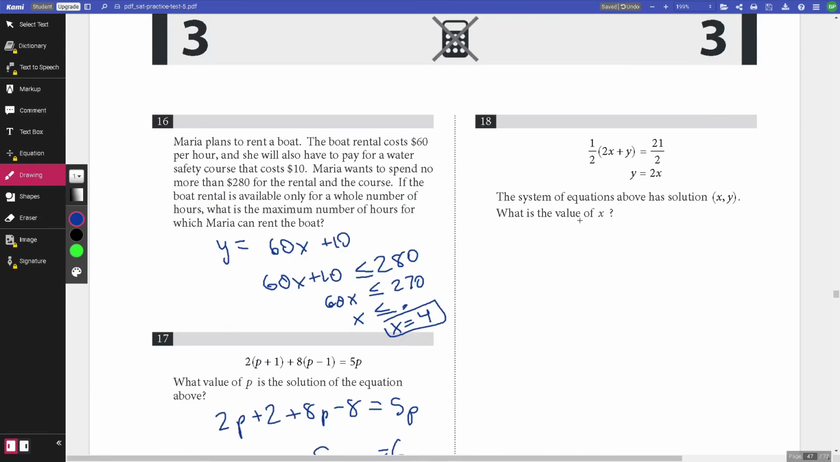Number 18, the system of equations above has solution (x, y). What is the value of x? So this is solved for y, so we're just going to plug in y here and solve for x. So you get 1/2. So 2x plus 2x from there equals 4x. So we go to 21 over 2. Multiply by 2 on both sides to get rid of the halves. 4x equals 21. And then x equals 21 over 4. And just grid that in.